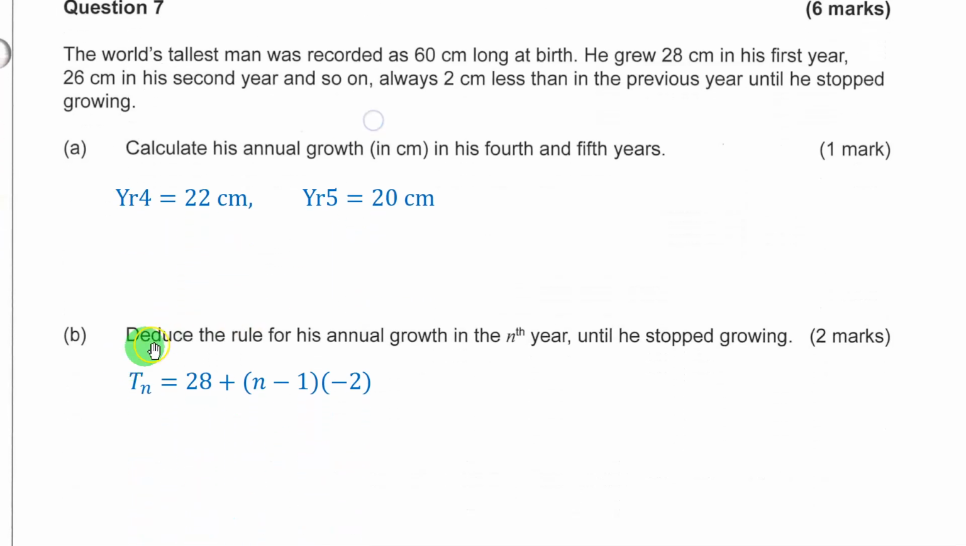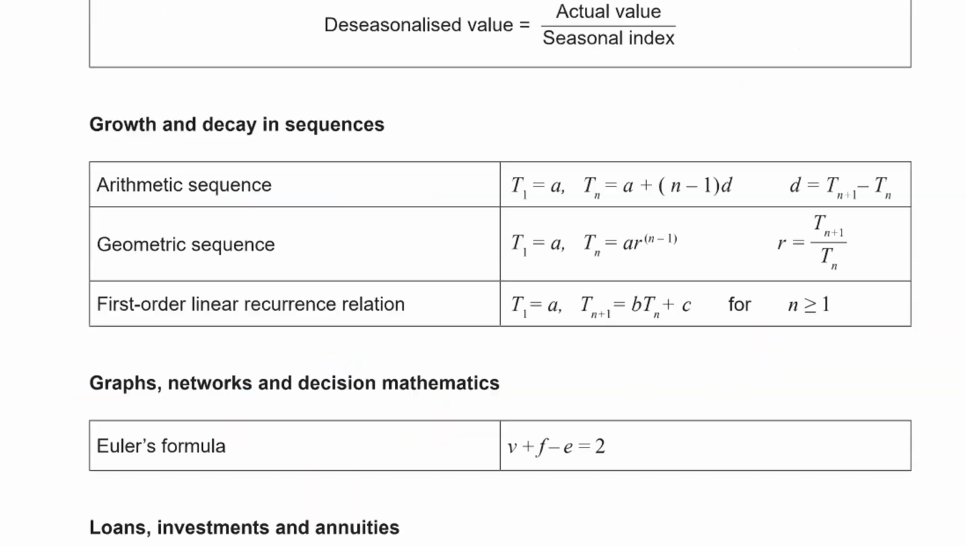Then deduce a rule for the annual growth in the nth year until he stopped growing. So here's my rule, but where does it come from? So on the formula sheet for an arithmetic sequence, whenever the examiner asks for an nth term rule, we're always going to give him this one here. Tn is a plus n minus 1 d. So a is the first term, d is the difference.